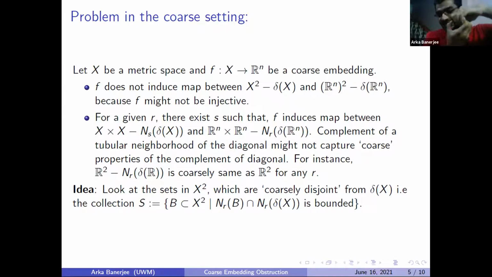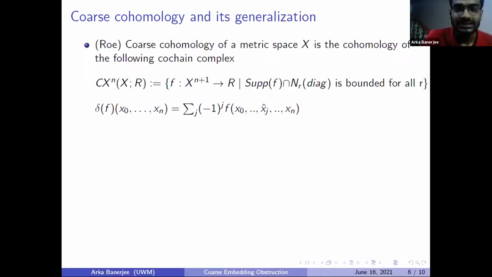Complement means the intersection should be empty, right? And here we are saying that coarse complement means a little bit bigger neighborhoods of them should intersect in a bounded set. In the coarse setting, a bounded set should be treated as the empty set. Okay, so I'll make it precise in the next slide.